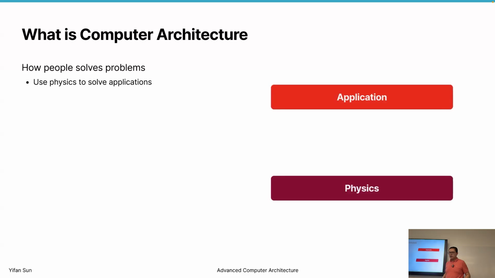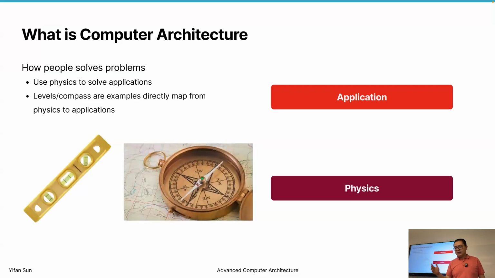Now, what is computer architecture? You have probably seen this type of technology stack, starting from application down to physics. We want to use physics properties, for example electrons, neutrons, magnets, and electricity. And we have applications, for example, we want to write documents, or we want to have AI help us think. Those are things that we want to do. So we want to bridge the physics and the applications, using those physics properties to solve applications.